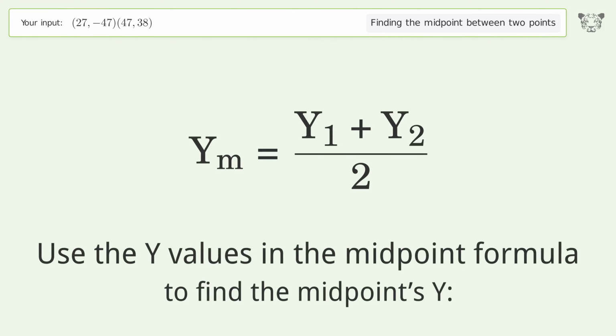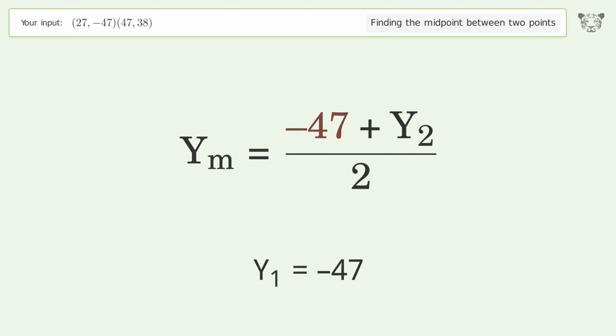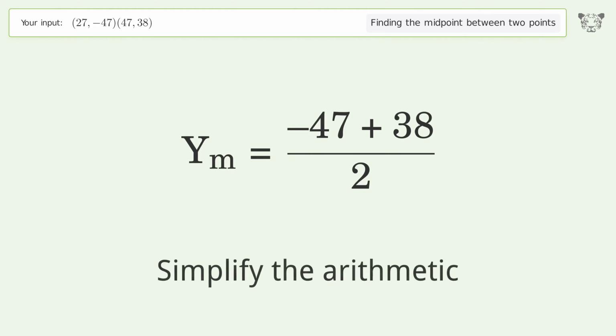Use the y values in the midpoint formula to find the midpoint's y. y1 equals -47. y2 equals 38. Simplify the arithmetic.